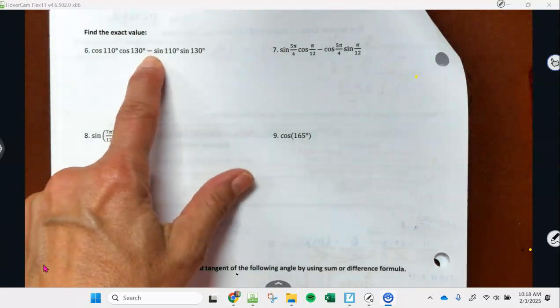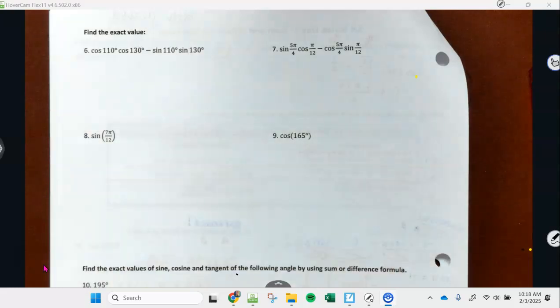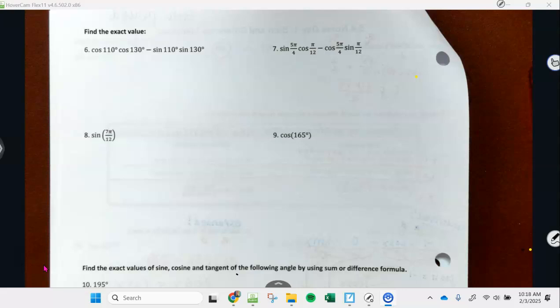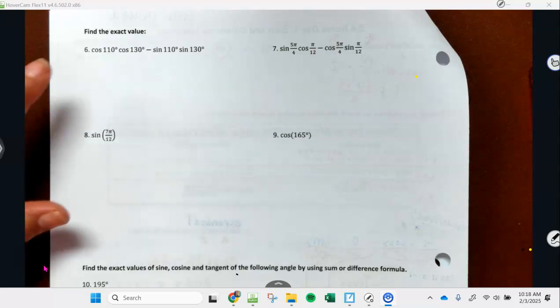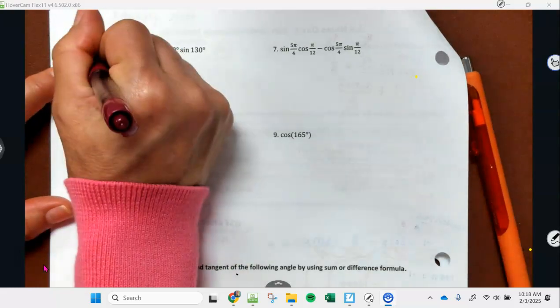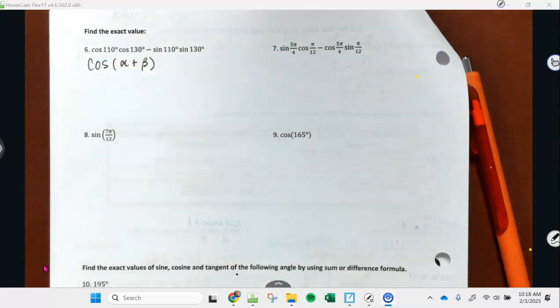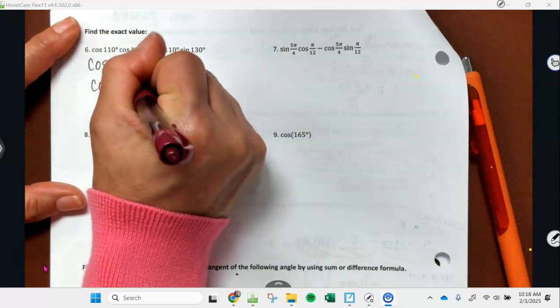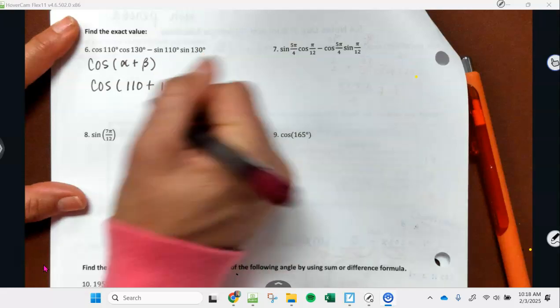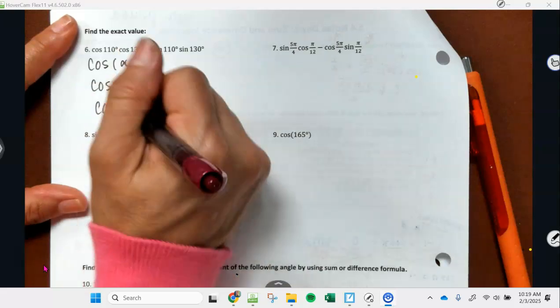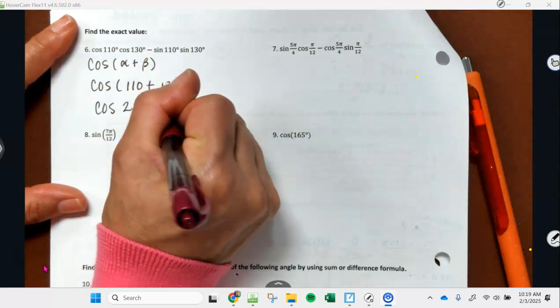Because it has a minus sign in it. So if I'm ever trying to find anything, I just start trying to put it in the other form. Both of these are expanded. I'm going to try to put them in condensed and see what happens. So this is going to be cosine, and then it's going to be alpha plus beta. Alpha is the first number, beta is the second number. So this is going to be cosine of 110 plus 130. So we need to find the exact cosine value of 240 degrees.